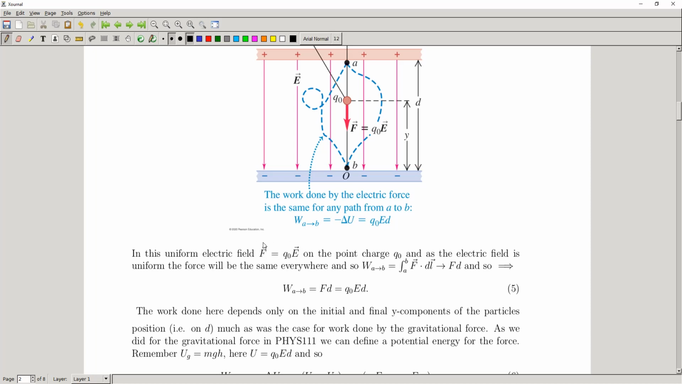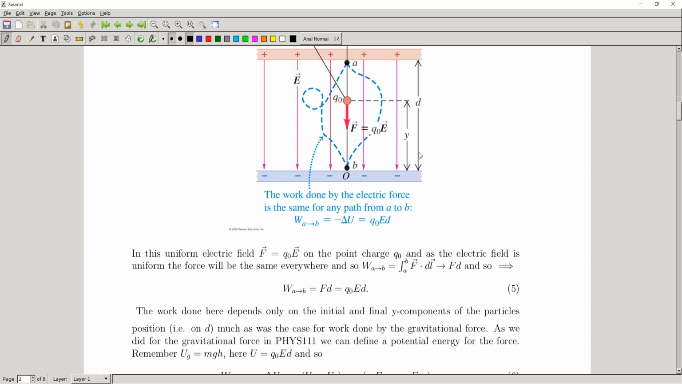Because we're in this uniform electric field, we don't really have to worry about the electric field changing from point to point, right? So in principle, we would have to do this integral that we see here, that the work done in moving from A to B is equal to the integral from A to B of F dot dl. But because F is not changing anywhere, this reduces down to just F d, right? Because our F will come out of the integral, and we just have to do the line integral of dl from A to B.